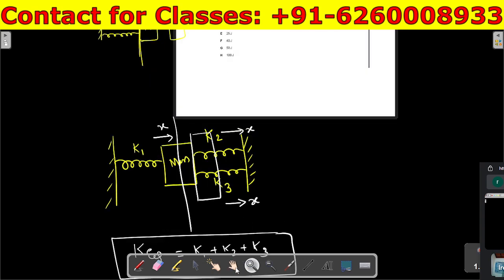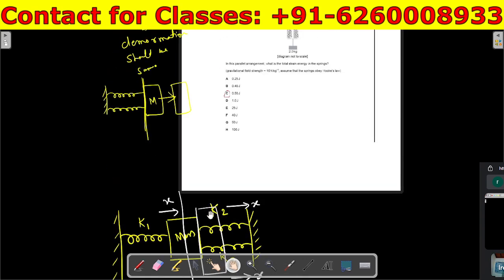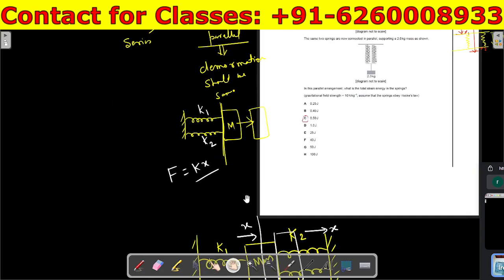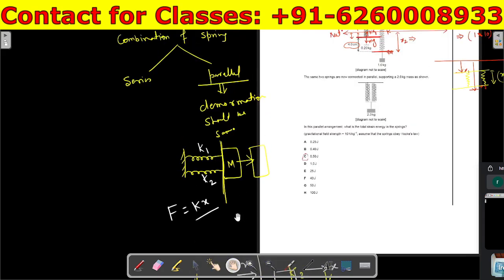Now you can ask your doubt. You were asking how we can find the individual force. See, spring force is F equals kx, right? Suppose this has spring constant k1, this has spring constant k2. You want to find the force, so you should have this k1 and you should have this x, so you can find your k times x individually, right?